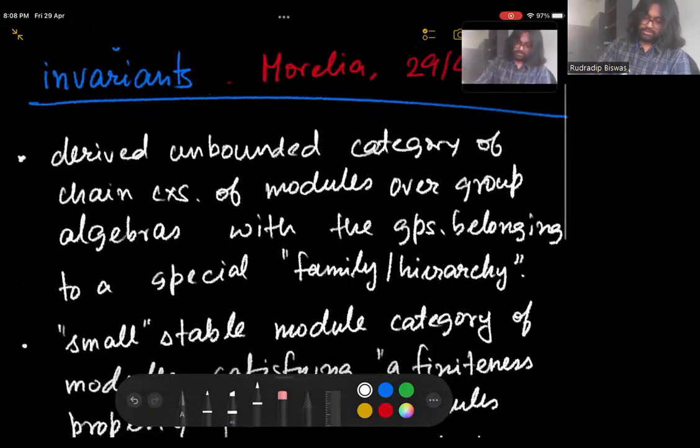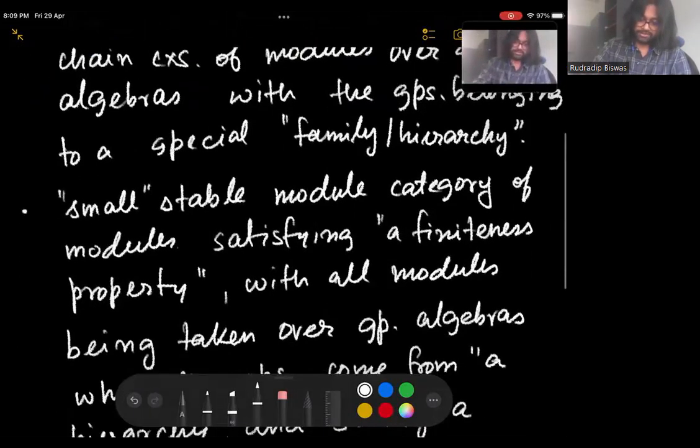Derived unbounded categories are fairly common in representation theory, and I'm guessing almost everyone in the audience is fairly used to dealing with derived categories in general. So when I say derived unbounded categories of chain complexes of modules over group algebras, there is nothing in that phrase that is going to intimidate anyone, at least in this audience, I'm sure.